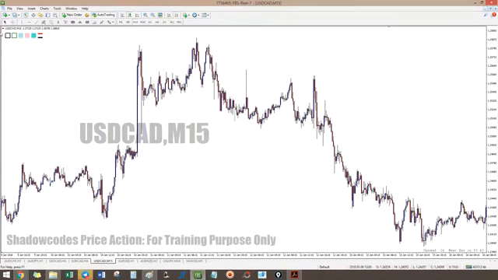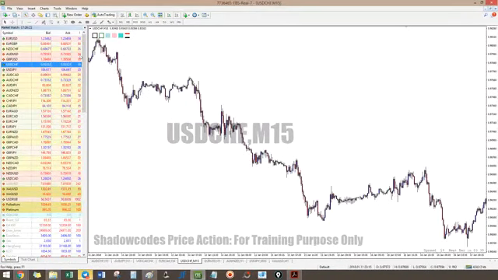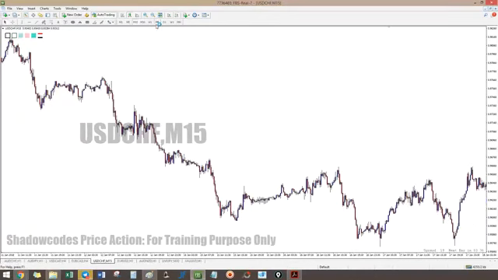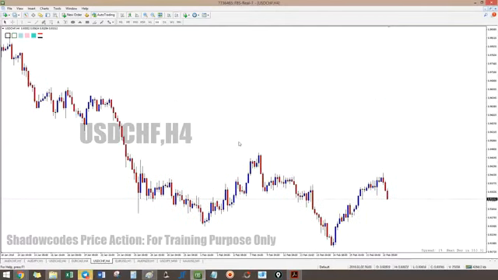So H4 USDCHF. Wait a minute. Where is it? Oh, you want some signal? All right, it's okay. I will give you one. For example, this is on the future trade. The smaller the time frame, the smaller the TP you will get.